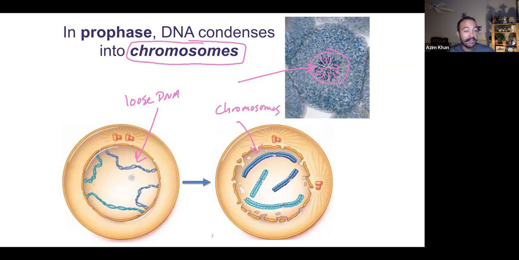There's other things that happen, like centriole formation and spindle fibers. We're not going to get into that. What we can see with our light microscopes, we can see the chromosomes. So that's why I'm going to emphasize that.